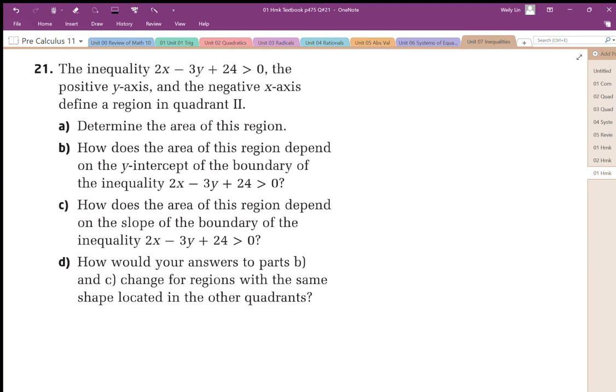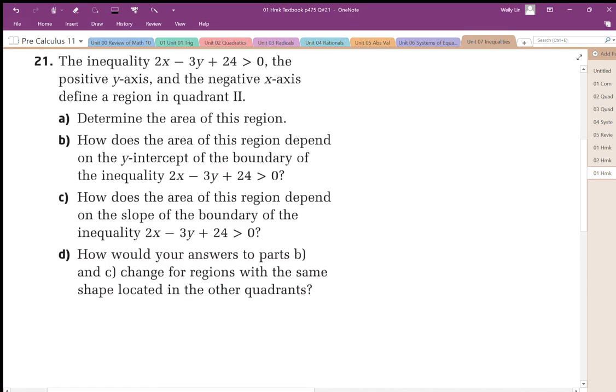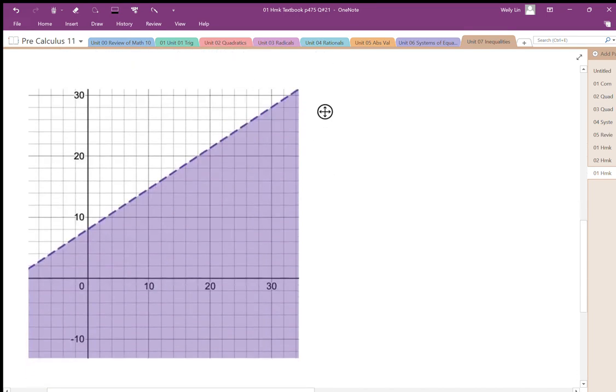Question number 21 says the inequality 2x minus 3y plus 24 is greater than 0, the positive y-axis, and the negative x-axis define a region in quadrant 2. Determine the area of this region. So there's a few ways we can do this.